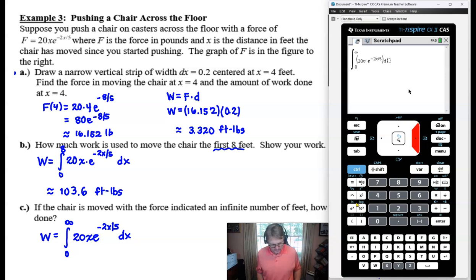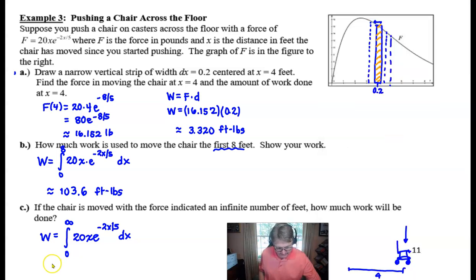And if all goes according to plan, I'm going to be able to get an answer to this, and that answer is an exact value of 125. And so that is exactly what we've got going on right here. 125 foot-pounds will be the amount of work if we stayed in a perpetual state for the rest of our life of just pushing that chair over infinity.